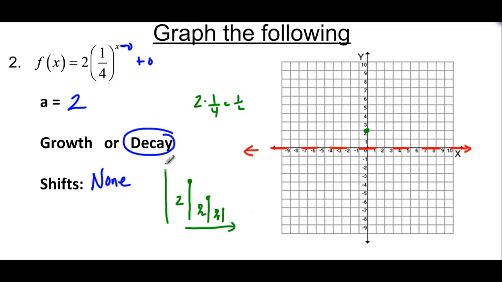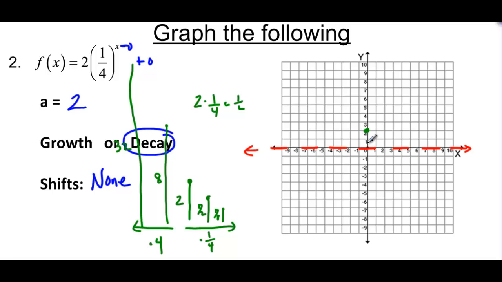What happens if I go to the left? I should be getting bigger, because I decay to the right. That must mean I grow to the left. Well, if I multiplied by 1/4 going this way, I'm going to divide by 1/4 going this way. Well, we don't like to divide by fractions, so instead of dividing by 1/4, we multiply by 4. If this is 2, the number before it must have been 8. The number before that must have been 32, because if you look to the right, I keep dividing by 4 to get my next number.